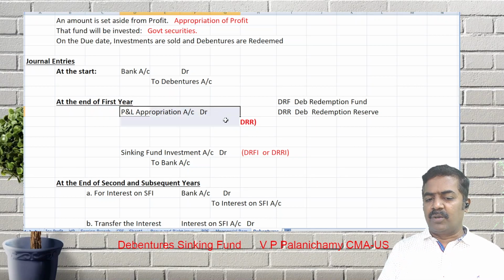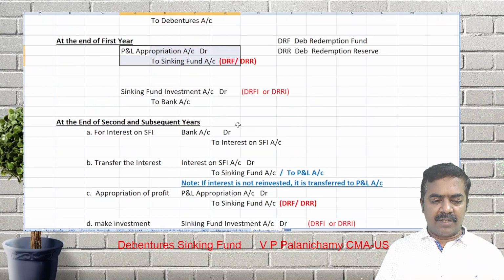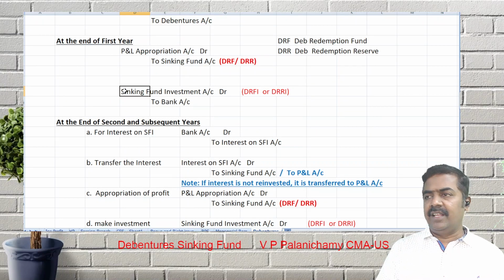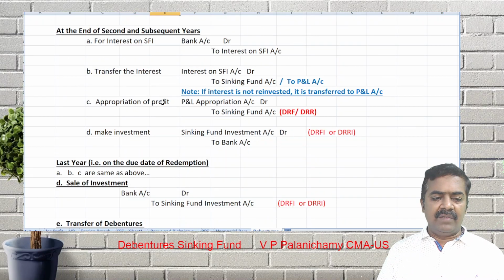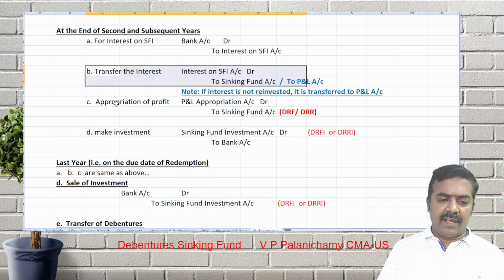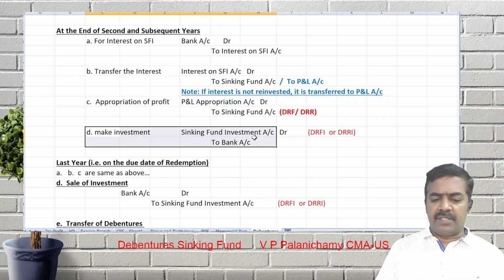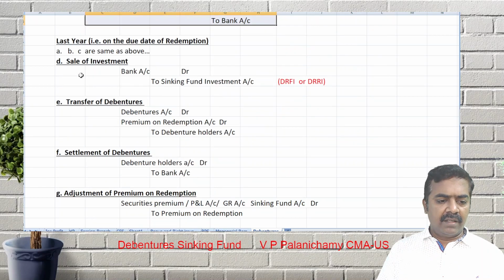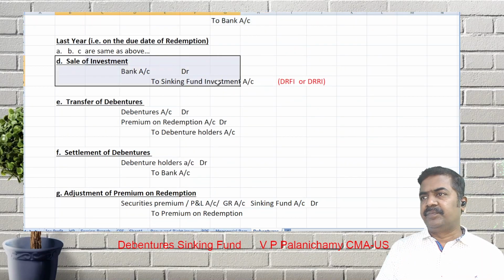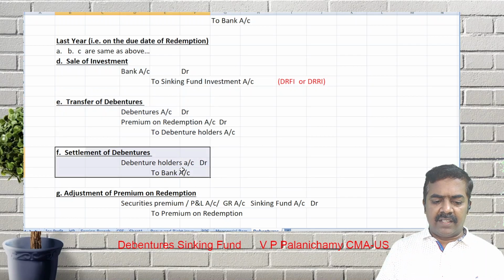P&L appropriation account is debited, and it is credited to which account? Sinking fund account or debenture redemption reserve account, that is invested. DRR investment to what? Bank account, like that we invest. Whatever interest is received is transferred to which account? P&L account, as per ICAI recommendation. Every year we take the profit from P&L appropriation, we make an investment. Then in the last year, we sell the investments and settle the debentures.